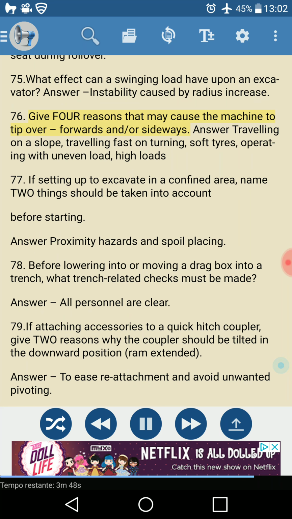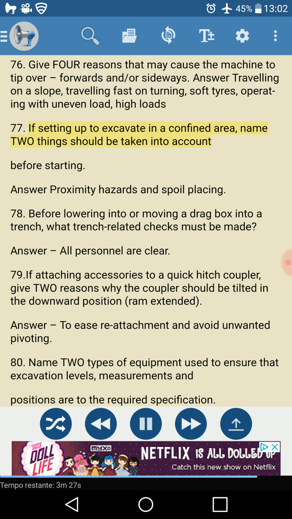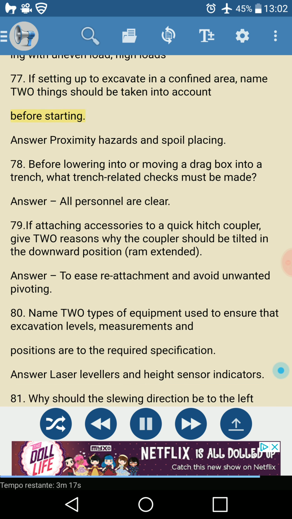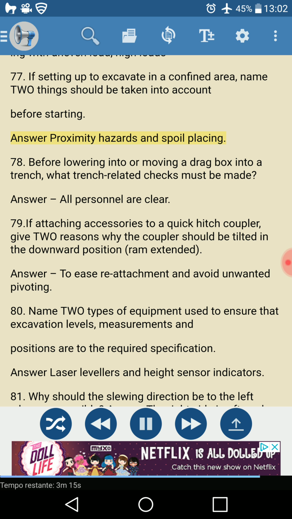76. Give 4 reasons that may cause the machine to tip over, forwards and/or sideways. Answer. Traveling on a slope, traveling fast on turning, soft tires, operating with uneven load, high loads. 77. If setting up to excavate in a confined area, name 2 things should be taken into account before starting. Answer. Proximity hazards and spoil placing.